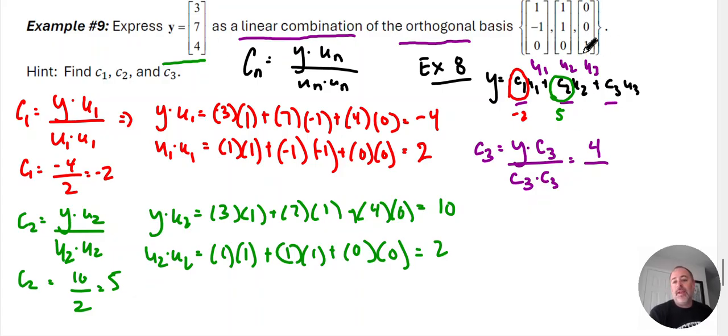And then when you go ahead and do u sub 3 with itself, you're going to get 0, 0, and 0, 1. And so you get the fact that this ends up being 4.